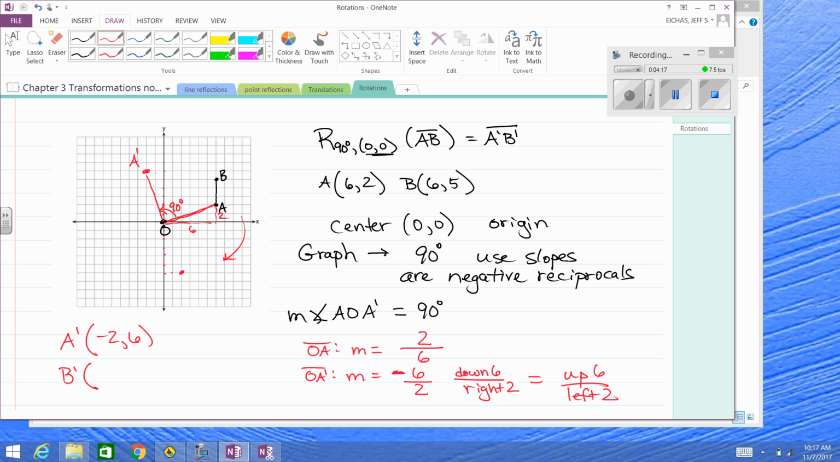All right, for B prime. Now, this is why we need scrap. It's going to get too messy, so I'm going to erase that. We can leave that there, though. Negative 6.